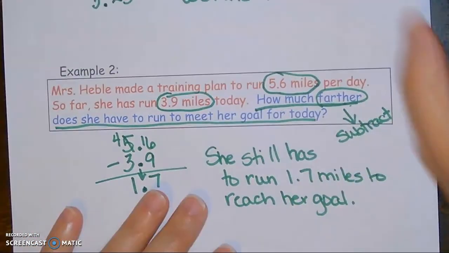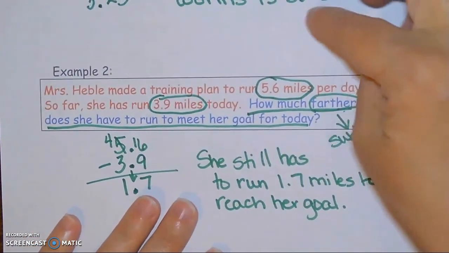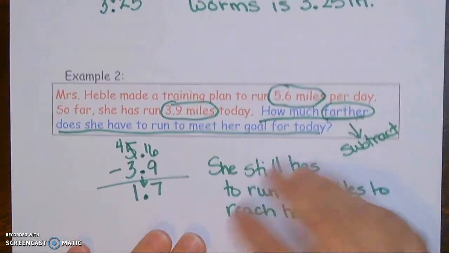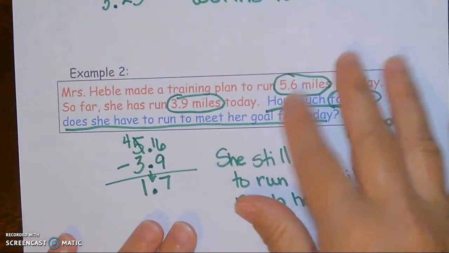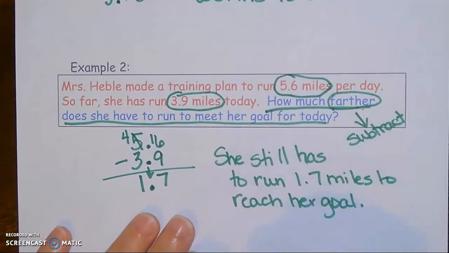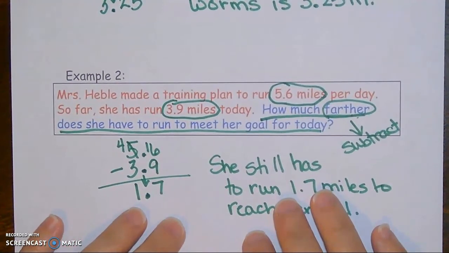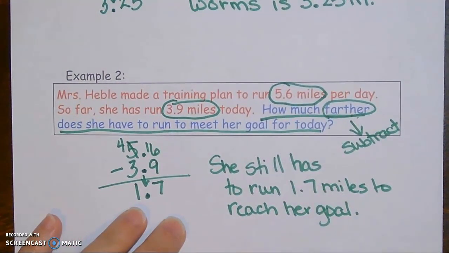All right. Okay, so we've seen 2 examples, an adding decimal example and a subtraction decimal example. So if you have any questions, message me in your Google Classroom. Remember to always line up your decimals. That's the most important thing, and make sure your place value numbers are lined up vertically.